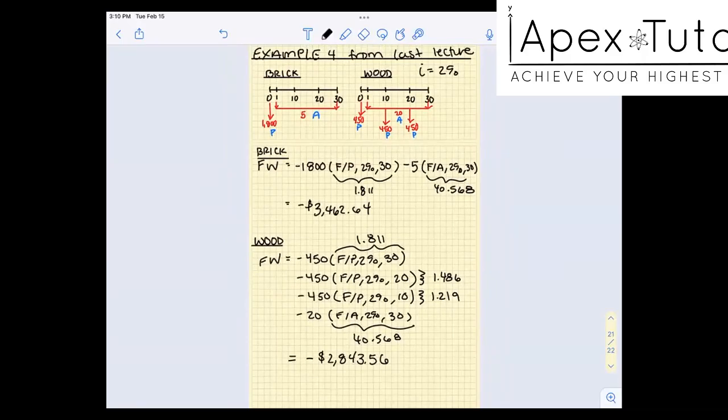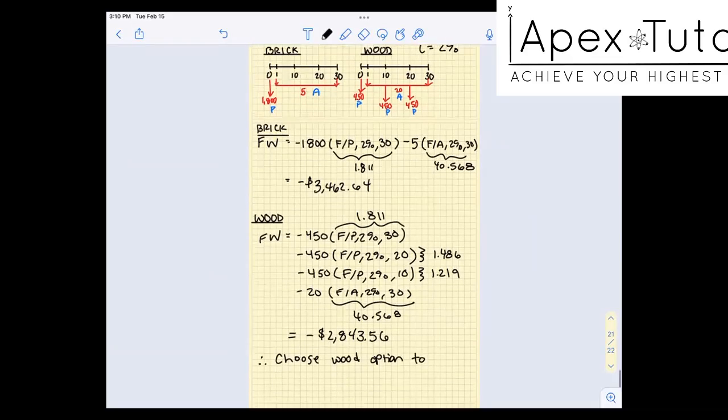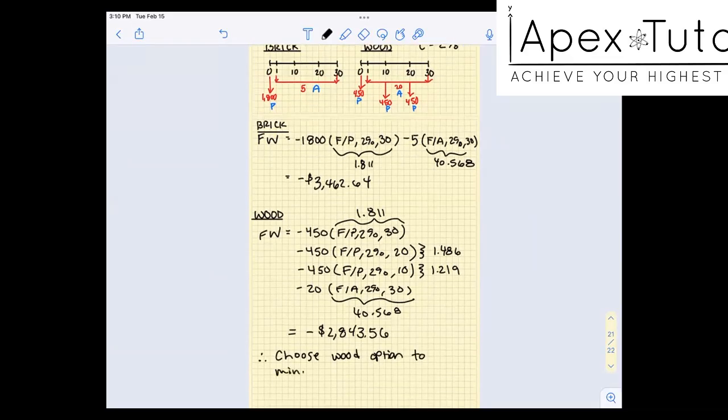Okay, which deck should we pick, brick or wood? The wood deck. Very good. So you would say, therefore, choose wood option. Why? To minimize cost. Very good. To minimize costs.